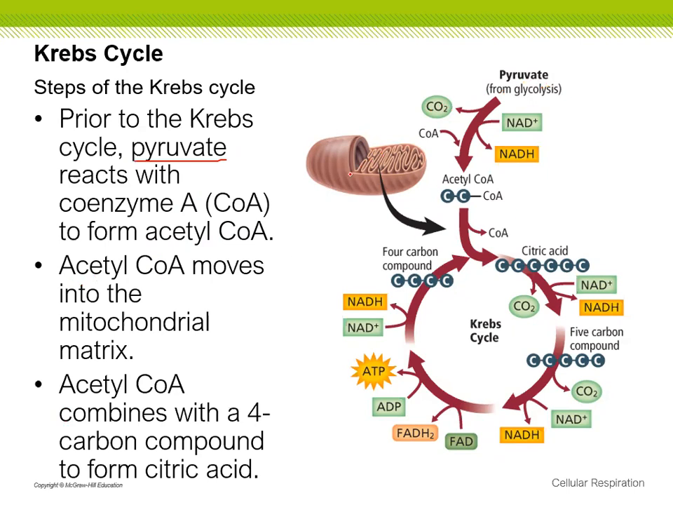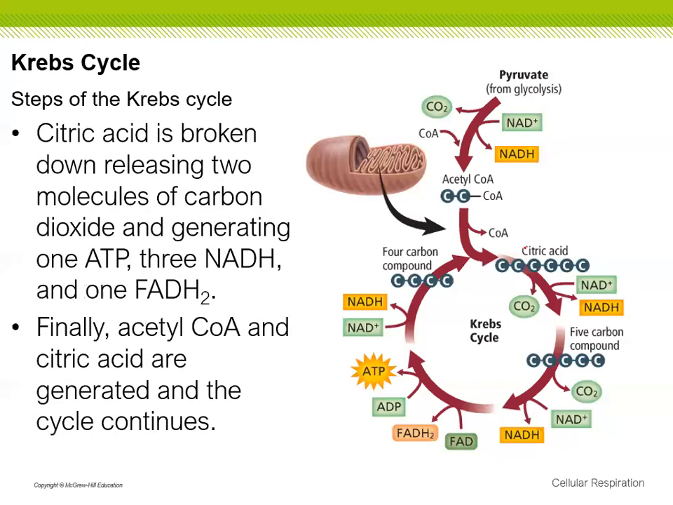So this then moves into the mitochondria, and it's going to combine to form citric acid. So it comes in and forms citric acid. Then the citric acid is going to further break down, and you're going to get some carbon dioxide, and you're going to get that ATP and that NADH, again, your batteries. So what are you getting? You're getting carbon dioxide and you're getting energy.